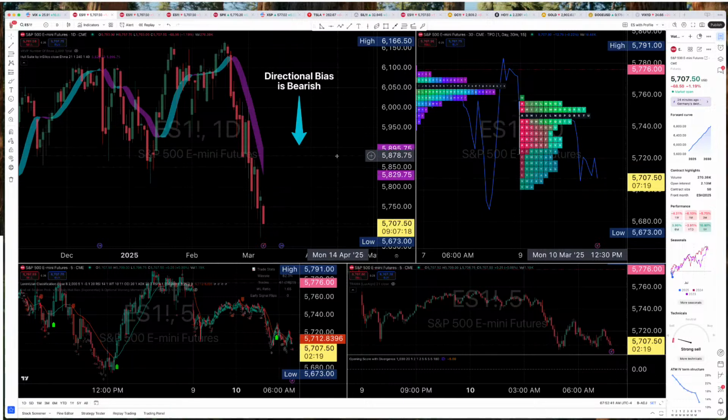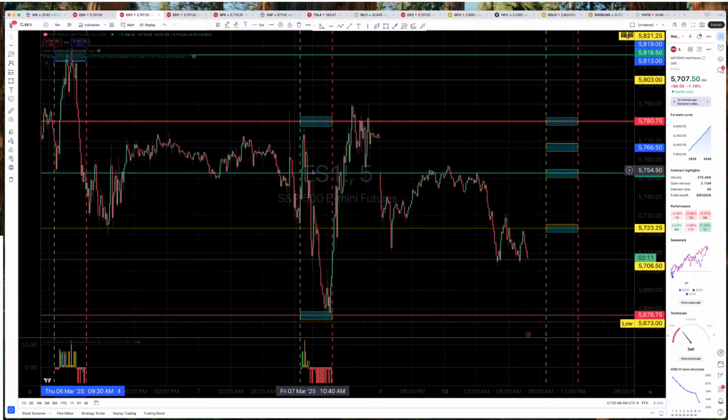Our directional bias is pretty obvious. We are down, we're bearish, so we're looking at put flies out of the money. And now for market structure. We're currently in between two nodes.